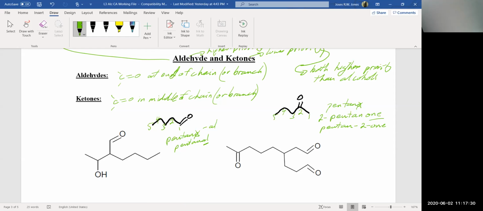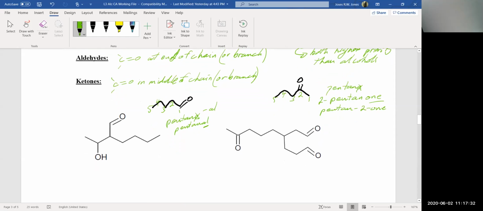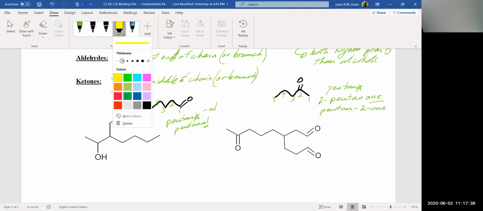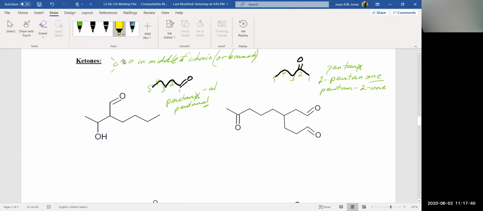So what we have over here in our first example, this is where in previous years I'd have a slightly higher level of complexity. Sorry, folks, that you're not getting that, or maybe you're not sorry at all. Highest priority group, well, we have 3 functional groups here. We have the carbonyl group, we have the hydroxyl group, and we have carbon-carbon single bonds. So 3 functional groups present, and of those 3, the carbonyl group takes priority.